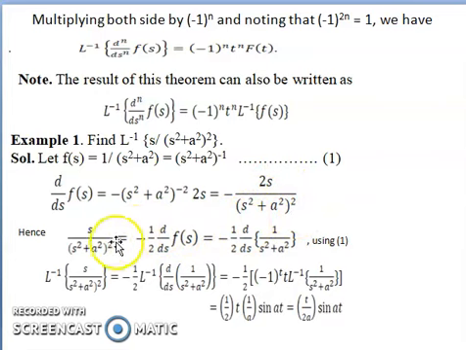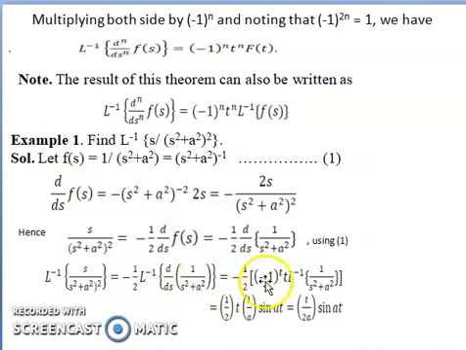Hence, s divided by (s^2 + a^2)^2 can be written as, because we just have to transfer the -2 from right to left, minus half of d/ds of F(s). And what is the value of F(s)? F(s) is 1 divided by s^2 + a^2. So L inverse of s divided by (s^2 + a^2)^2 can be written as minus half of L inverse of d/ds of 1 divided by s^2 + a^2.